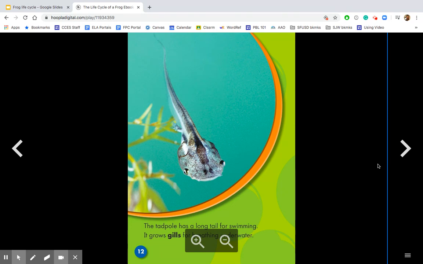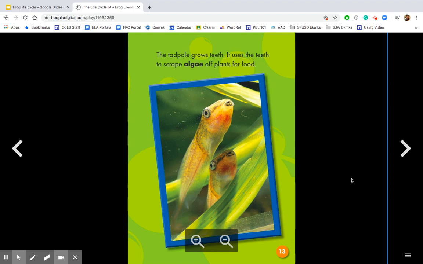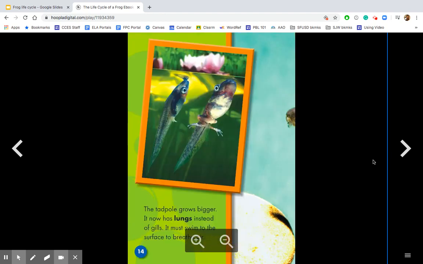The tadpole has a long tail for swimming. It grows gills for breathing underwater. The tadpole grows teeth. It uses the teeth to scrape algae off plants for food. Can you say algae? Good. Algae are tiny microscopic plants. They're super small plants that live in the water and on the plants in the water. And that's what tadpoles eat. They eat plants.